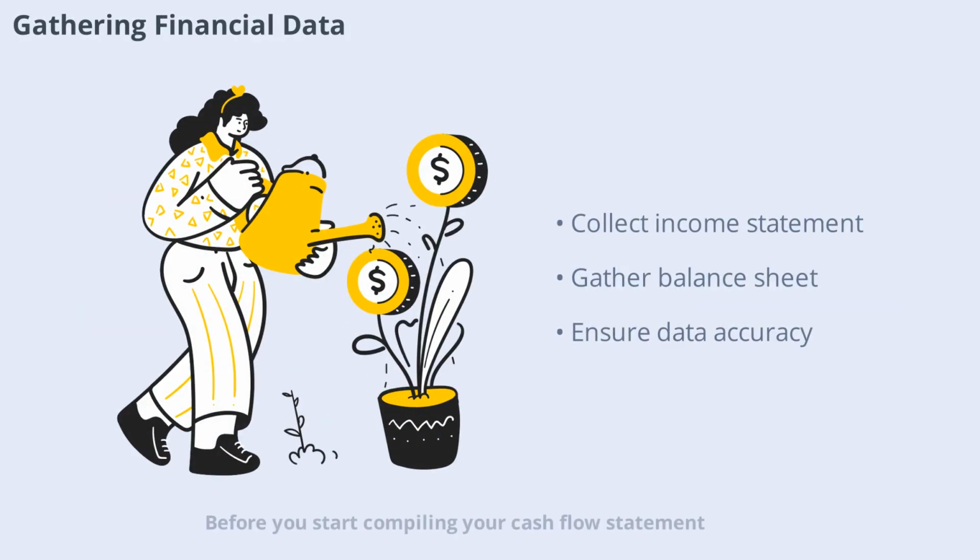Before you start compiling your cash flow statement, you'll need to gather the necessary financial data. This typically includes your company's income statement and balance sheet for the period in question. These documents provide the foundation for identifying cash transactions and adjustments. Make sure your records are accurate and up to date, as errors here can lead to misleading results in your cash flow statement.